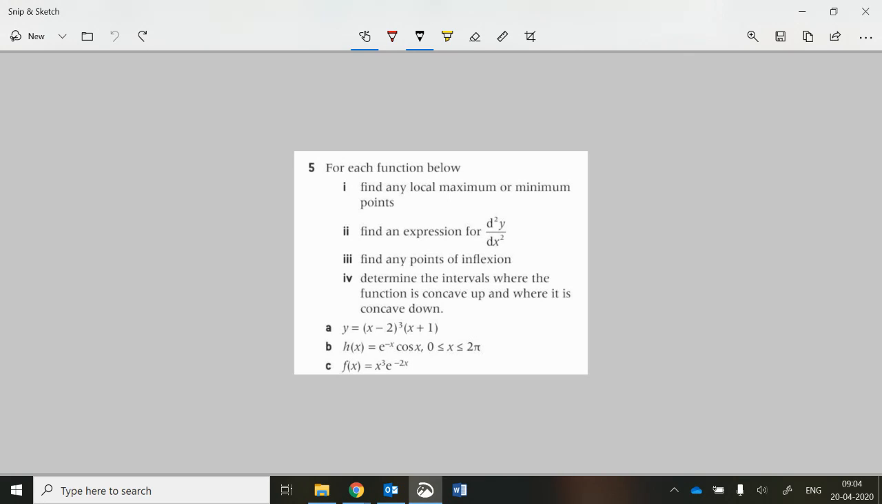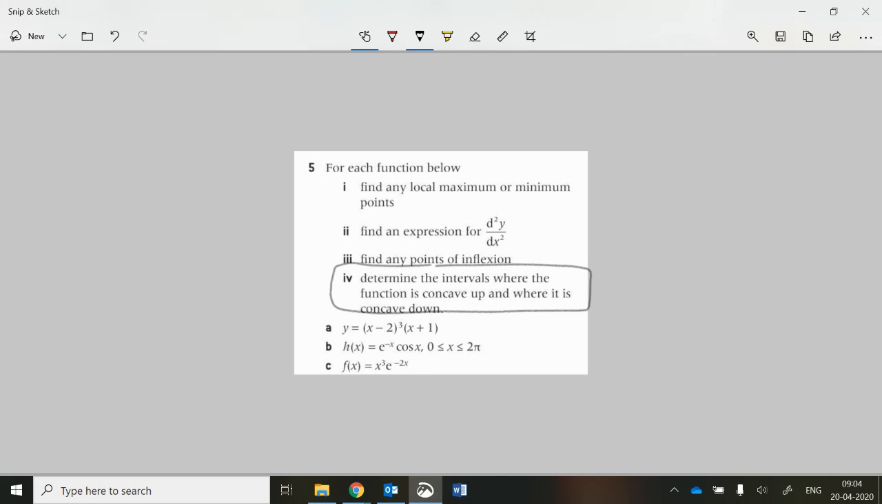I'm going to do the second part in a moment, and the third part is find any points of inflection. Well, once we've got this function here, we can set that equal to 0, and then we can either try to solve it algebraically, or again, we can use nsolve on our calculators. So I'm not going to do that part of the question. And the last part is determine the intervals where the function is concave upwards and where it's concave downwards.